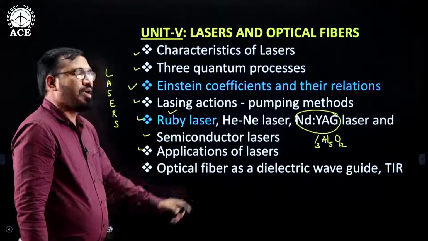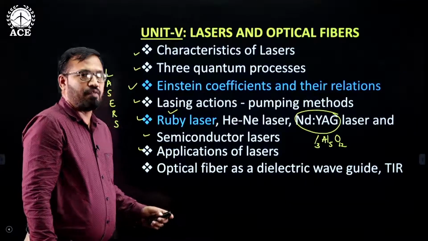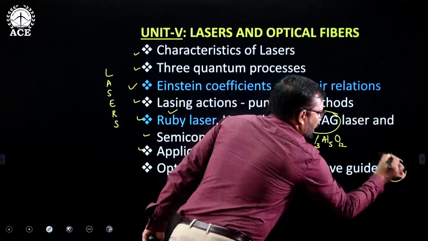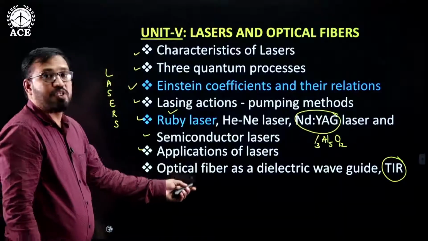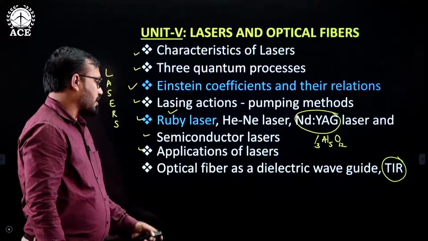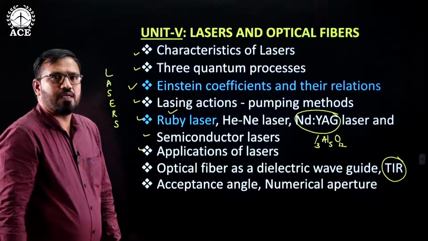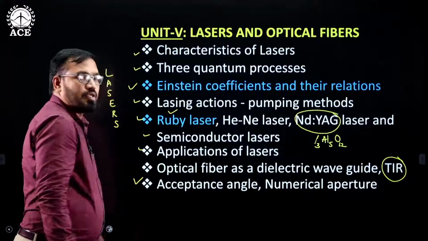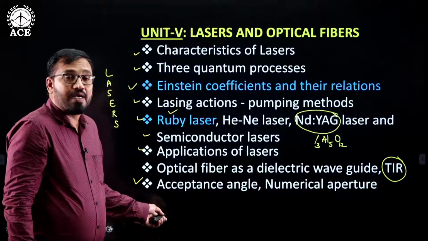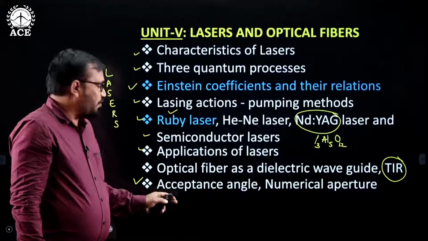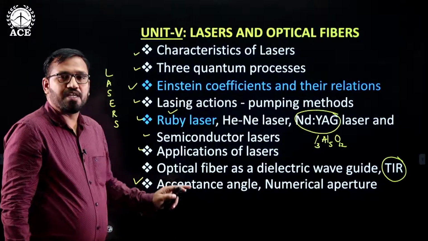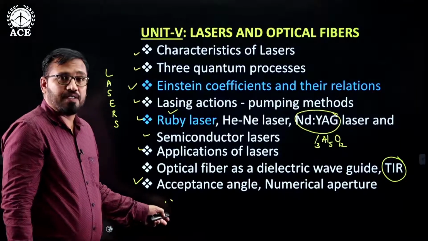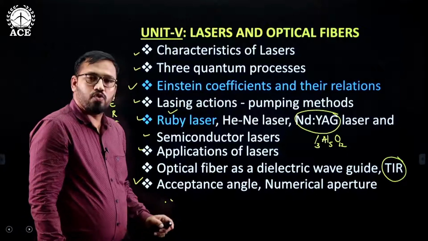Next, after that, we have optical fiber as a dielectric waveguide. Next, total internal reflection. What is TIR? TIR is nothing but total internal reflection, and the working principle of optical fiber is total internal reflection. Next, we have acceptance angle and numerical aperture. From optical fiber, this question is asked more frequently. You can't imagine a question paper without this question. 90% of the time this question repeats. You can imagine how important this question is.